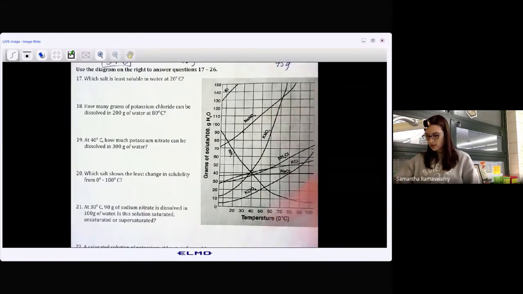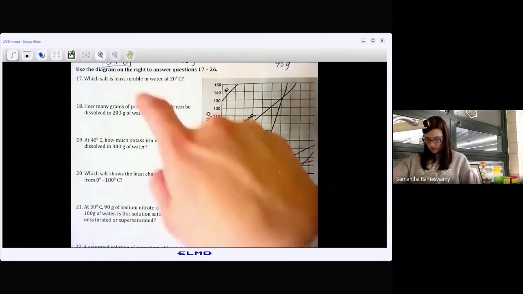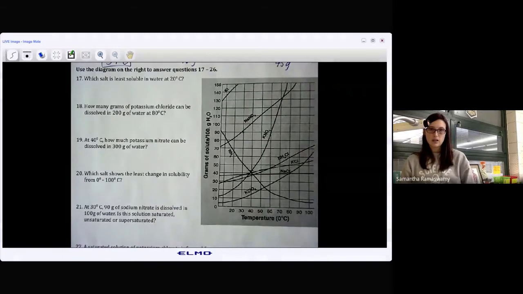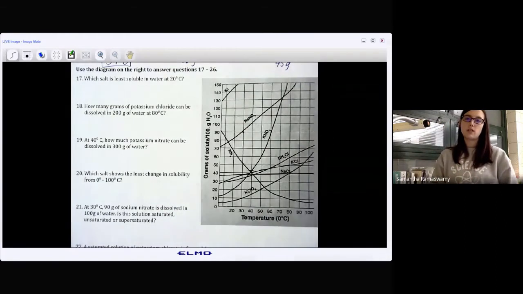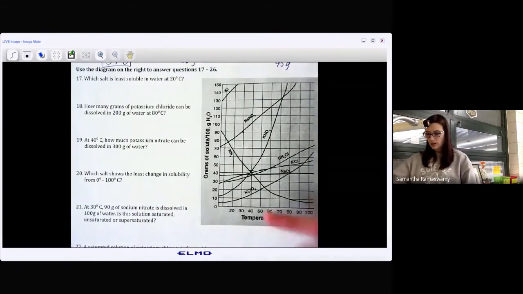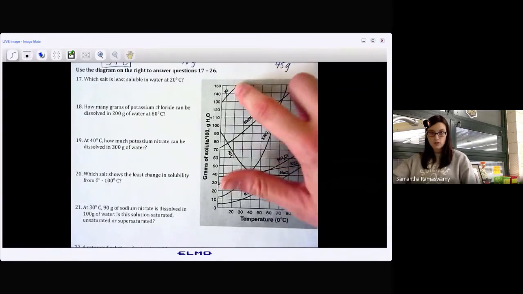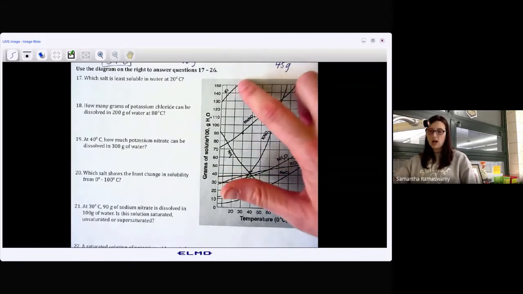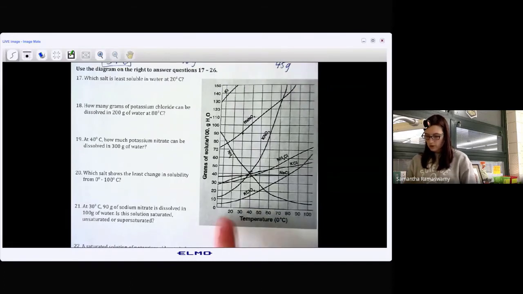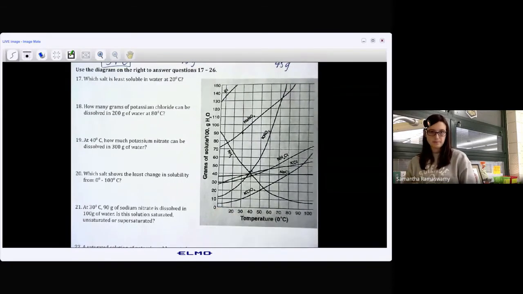So you have this curve, which is a little bit easier to read. And with this curve, I want you to go through 17 through 26. So when it comes to most and least soluble, you're looking at where everything falls on the curve. Think about the more soluble, the more solid you can dissolve. So the lines that are all the way up here at the top are more soluble versus ones all the way down here at the bottom.